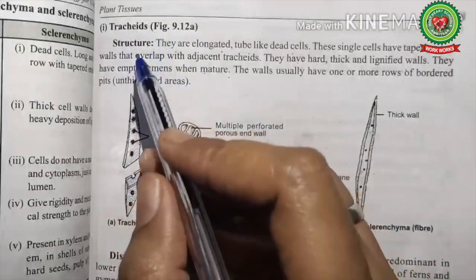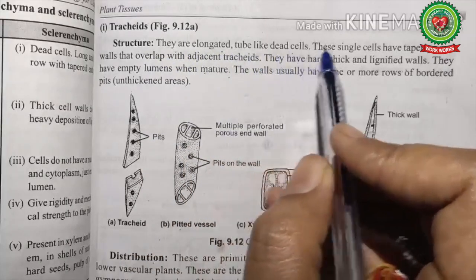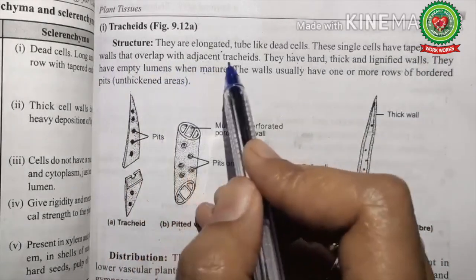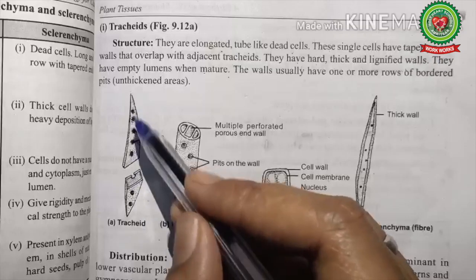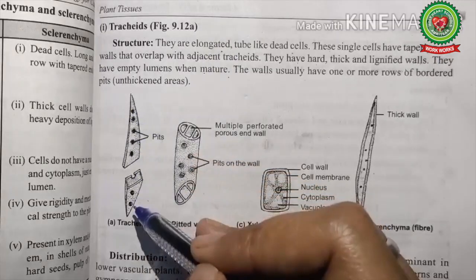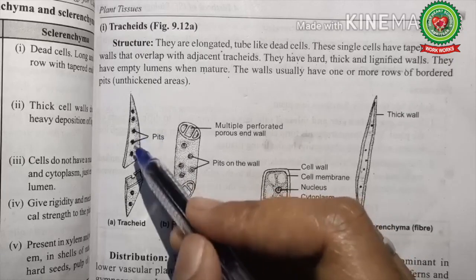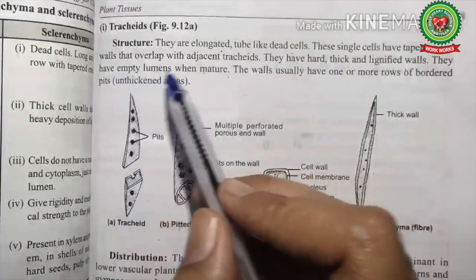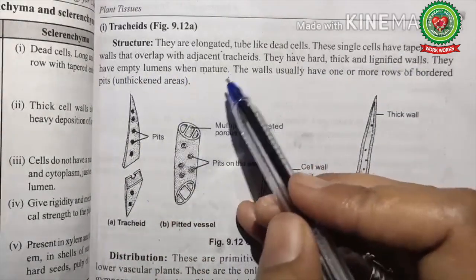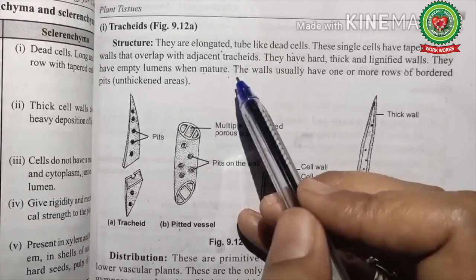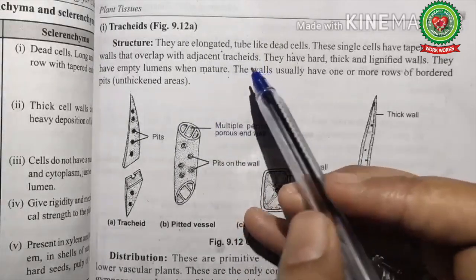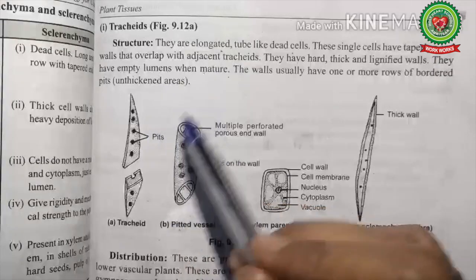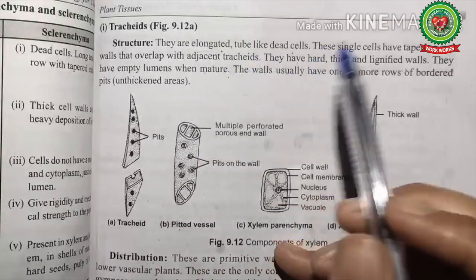Now if we talk about tracheid structure, they are elongated tube-like dead cells. These single cells have tapering end walls that overlap with adjacent tracheids. We can see here, this is a tracheid, with tapering ends, elongated, dead cells. They have pits on their surface. They have hard, thick and lignified walls. They have an empty lumen when mature. As we know, when they are getting mature, their protoplasm dies, and as the protoplasm dies, they become mature and start performing their function. The wall usually has one or more rows of bordered pits. They have both kinds of pits, simple as well as bordered pits.